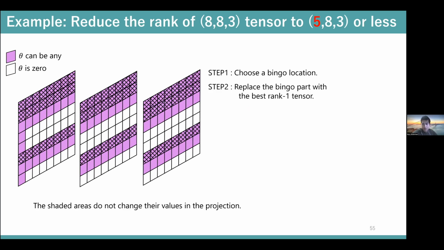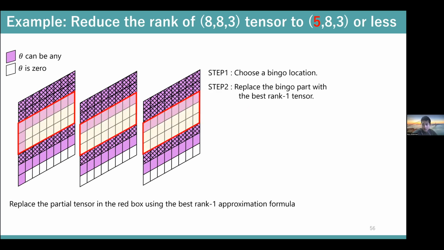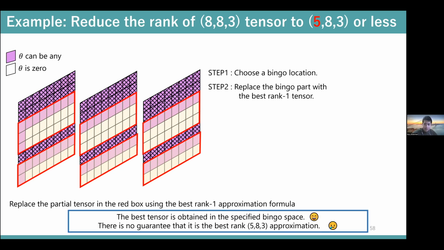In this projection, the shaded area does not change its values. Then all we have to do is just rank 1 reduction in each bingo block. We replace this subtensor with a rank 1 tensor using the best rank 1 approximation formula. Then we get a tensor whose rank is at most 6, 8, 3. Next, replace this subtensor with a rank 1 tensor using the best rank 1 approximation formula. Finally, we get a tensor whose rank is at most 5, 8, 3. The obtained tensor is the best tensor in a randomly specified bingo space, but there is no guarantee that it is the best approximation for the entire tensor of rank 5, 8, 3.